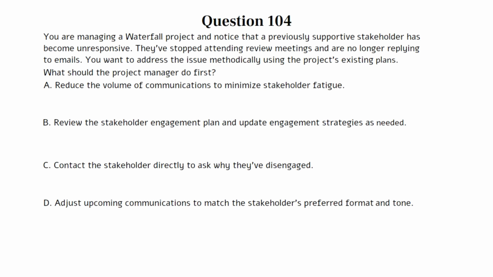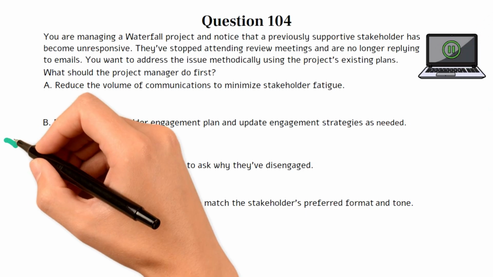A. Reduce the volume of communications to minimize stakeholder fatigue. B. Review the Stakeholder Engagement Plan and update engagement strategies as needed. C. Contact the stakeholder directly to ask why they've disengaged. D. Adjust upcoming communications to match the stakeholder's preferred format and tone. You can pause the video here if you need more time to work on the question. The correct answer is B.